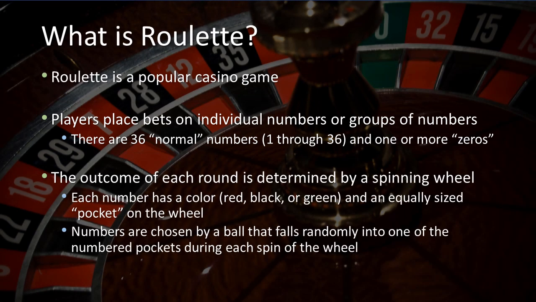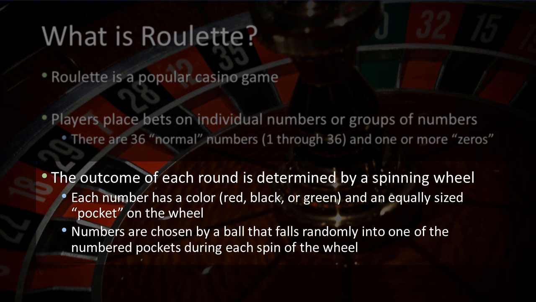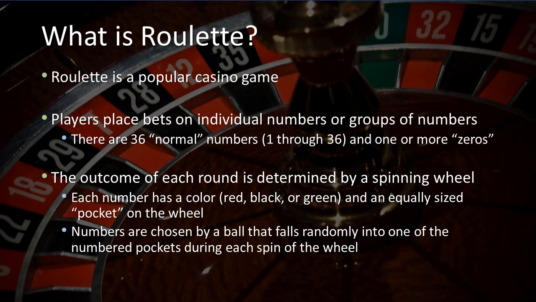Betting takes place in rounds, and the outcome of each round of betting is determined by a spinning wheel. Each possible number has a color, red, black, or green, and an equally sized pocket on this spinning wheel. Numbers are then chosen by a ball that falls randomly into one of the numbered pockets during each spin of the wheel. Let's see an animated example of a few rounds of roulette.